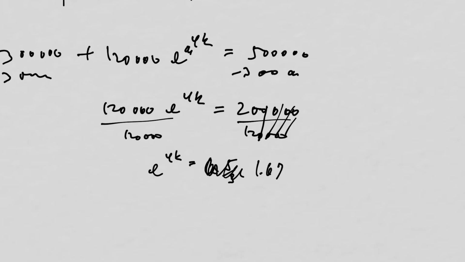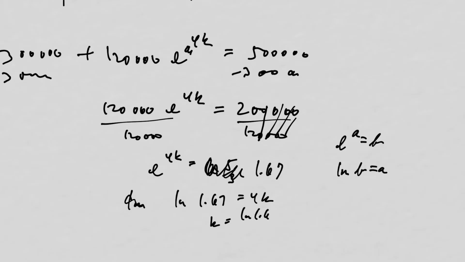Now we have to solve for k. For that, we use the fact that if you ever have an expression like e to the a equals b, it's also true that ln of b equals a. So I could say ln of 1.67 equals 4k, and then k is ln of 1.67 divided by 4. That you need the calculator for. And k is about 0.1282.